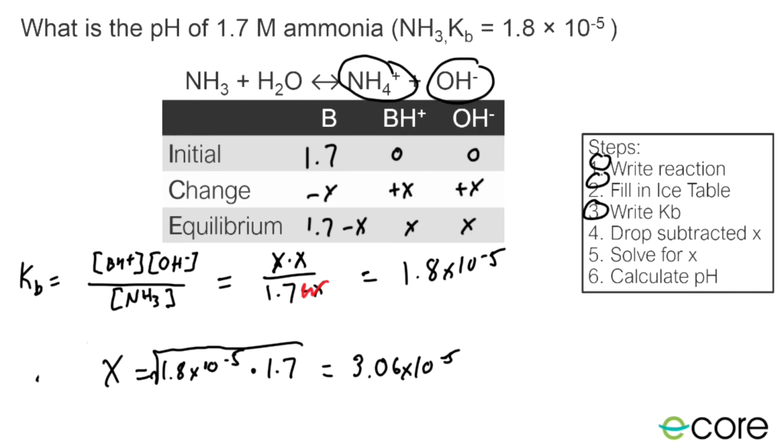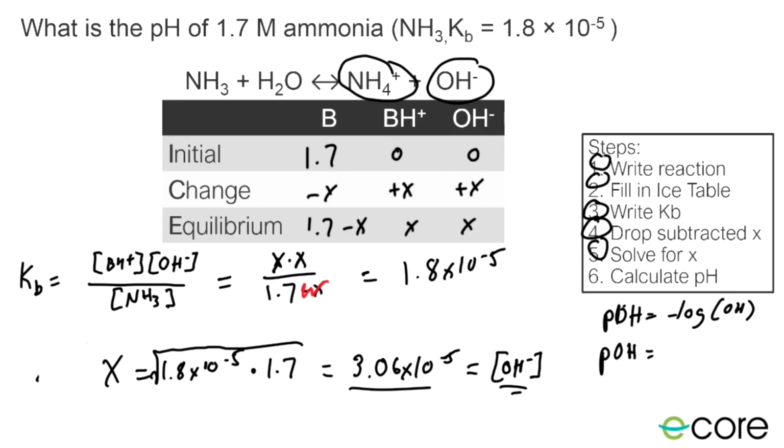Once again, ask yourself, what did we just solve for? That's our hydroxide concentration. So we've dropped the subtracted x. We've solved for x. Now we need to calculate pH. Here we have one extra step because hydroxide isn't directly related to pH. We have to first calculate pOH, which is equal to negative log of my hydroxide concentration. I do that by plugging this concentration in to my equation, and I'll get a pOH of 4.51.